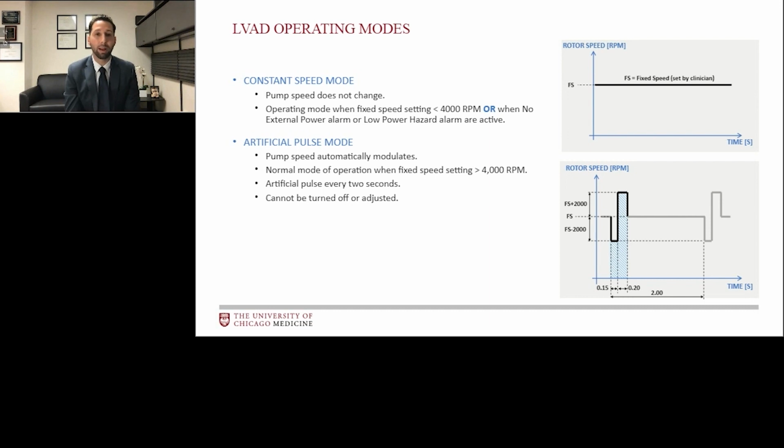The only time clinically we might run at a speed of less than 4,000 RPM would be briefly in the operating room as the device is going in, or in cases of recovery when we're doing a turn-down study or a reverse ramp study. The majority of clinical operating conditions occur at speeds far above 4,000 RPM, usually above 4,600 RPM. In this mode, the artificial pulse is obligatorily on. You can see here, again, the speed drops by 2,000 RPM and quickly rises 4,000 RPM, so 2,000 above the set speed, a delta of 4,000, and it repeats itself every 2 seconds.